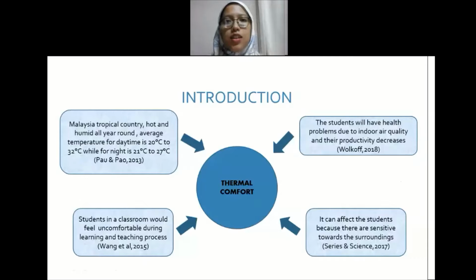For the introduction, according to PAU 2013, Malaysia is a tropical country. It is hot and humid all year round. The average temperature for daytime is between 20 to 32 degrees Celsius, while for night it is 21 to 27 degrees Celsius. Based on work of 2018, students will have health problems due to indoor air quality and their productivity will be decreased. Next, according to Wang 2015, he stated that students in the classroom would feel uncomfortable during the learning and teaching process, and thermal comfort will affect the students because they are sensitive to the surroundings.